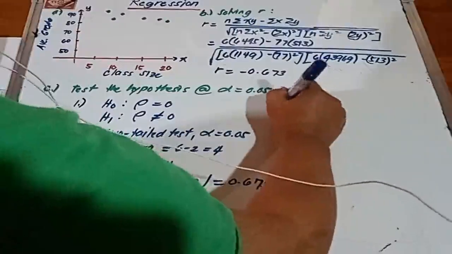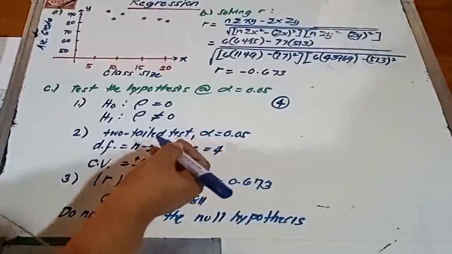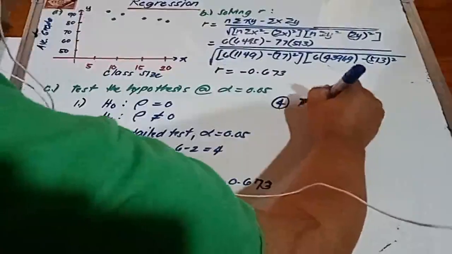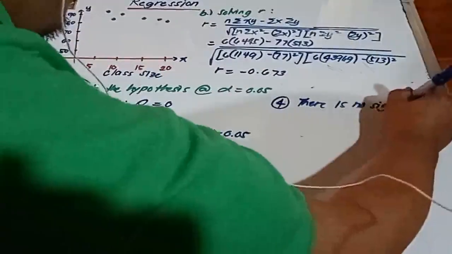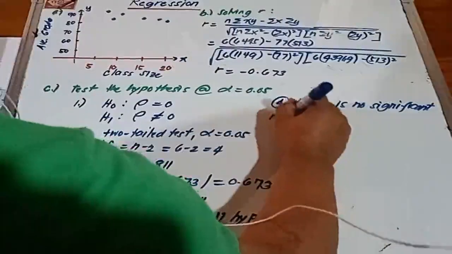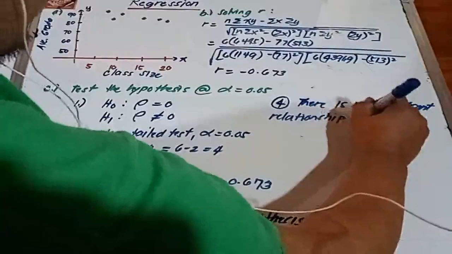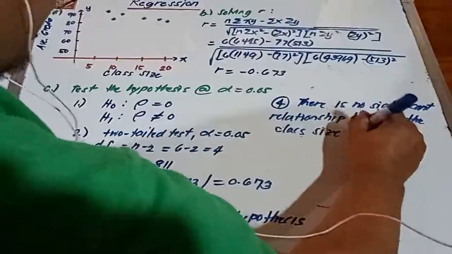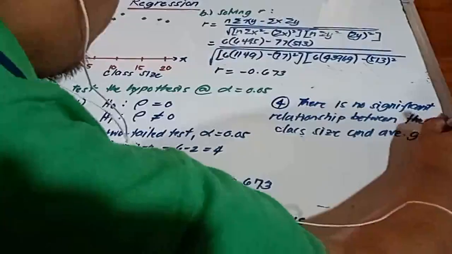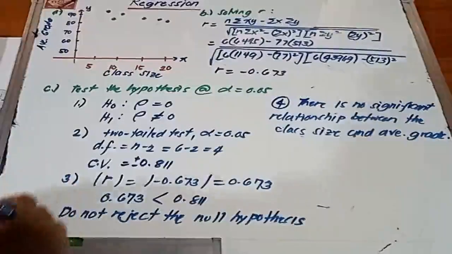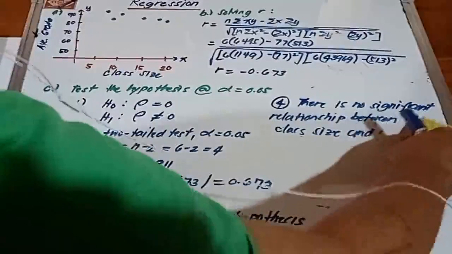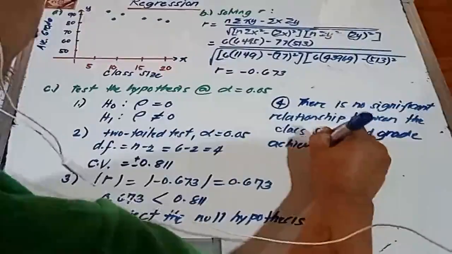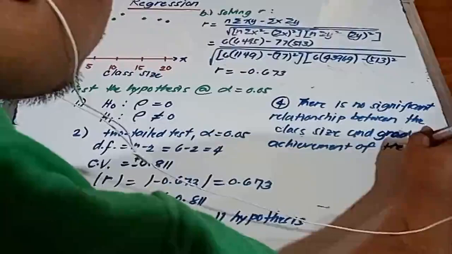So our conclusion is, step number 4 sa ating testing the hypothesis is there is no significant relationship between the class size and average grade, or grade achievement of the students.